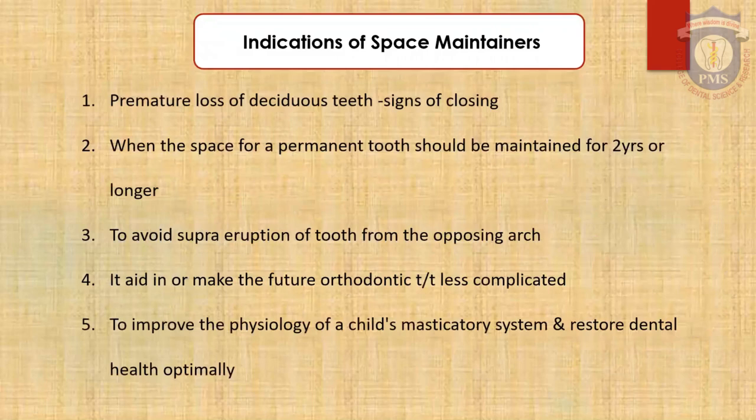Indications: the premature loss of deciduous teeth that shows signs of closure. When the space for a permanent tooth should be maintained for 2 years or longer. To avoid supra-eruption of teeth from opposing teeth, it aids in making future orthodontic treatment less complicated. And it is also indicated to improve the physiology of the child's masticatory system and restore dental health optimally.